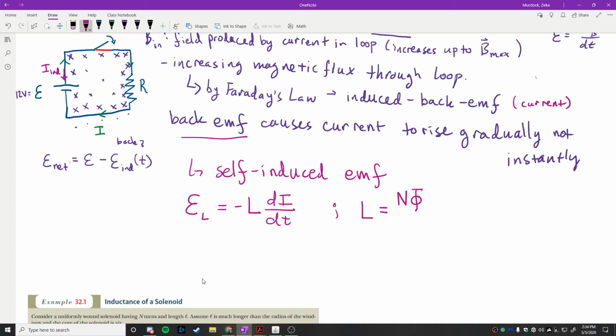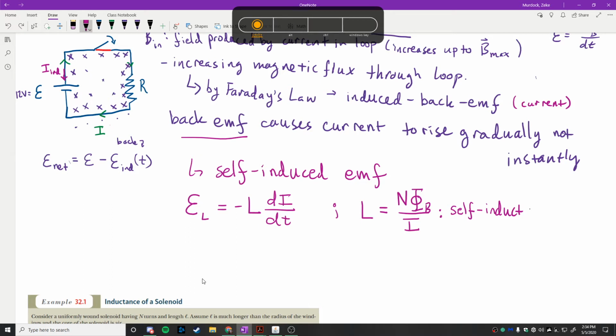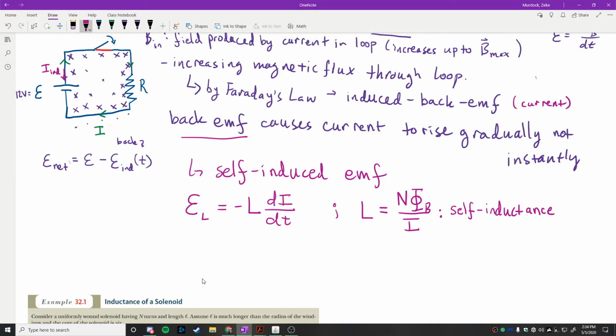This symbol L is defined like this: it's the number of loops in a coil multiplied by the magnetic flux through the coil, divided by I. And this symbol here is what we call inductance. It's often just referred to as self-inductance in different texts. I'm going to draw a picture, and we're going to do a problem so you can understand more about what this equation even means. Wrong words: self-inductance, or just inductance. Okay?